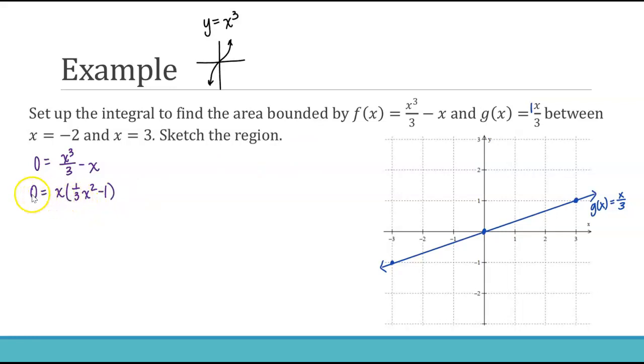Now I can use the zero product property and set each of these equal to 0. In other words, x equals 0 is an x-intercept, and then 1/3 x squared minus 1 equal to 0. So here I have 1/3 x squared is equal to 1. I'll add the 1 to the other side. To get rid of 1/3, I'll multiply by 3. So I get x squared equals 3, or x equals plus or minus the square root of 3. When I take the square root of both sides of this equation, plus or minus comes out with the square root of 3.